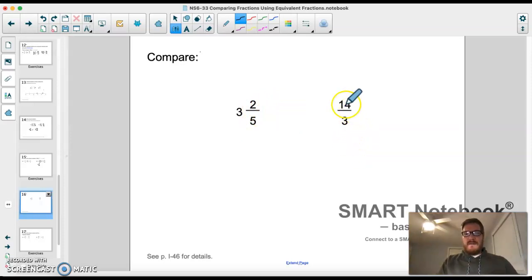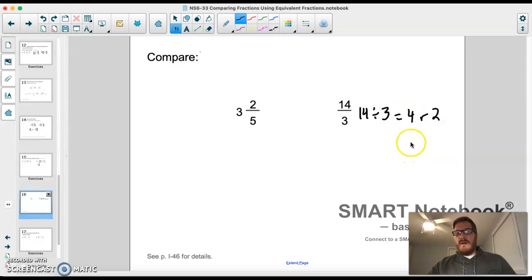The second way you can do this is converting this to a mixed number, which in this case is probably the quicker way. And so we take our numerator, which is 14, and we divide it by 3. That's going to give us 4, remainder 2. And so I can use those numbers to now create my mixed number, which is 4 2/3. And again, because the whole number is quite a bit different, it's easy to see that this one, 14 over 3, is larger than 3 2/5.